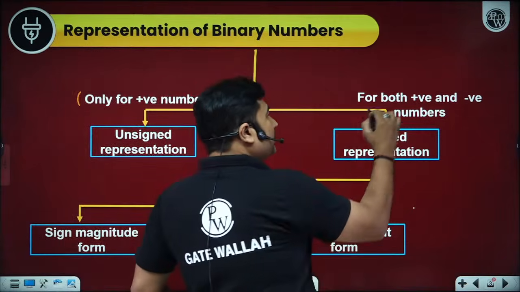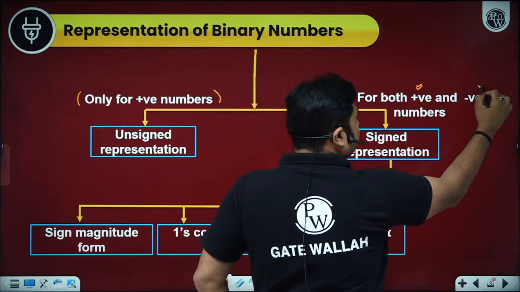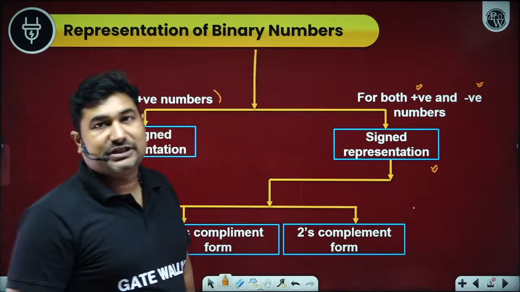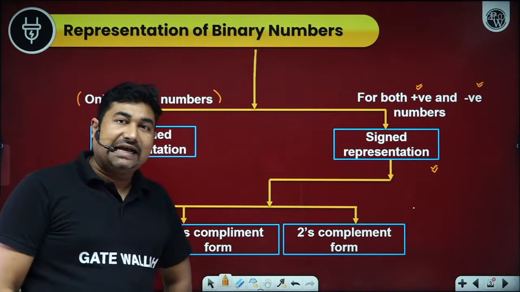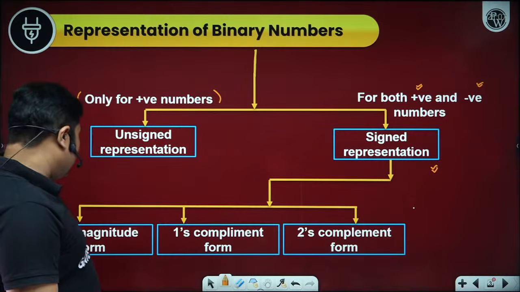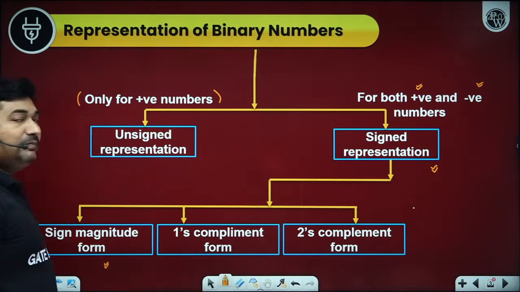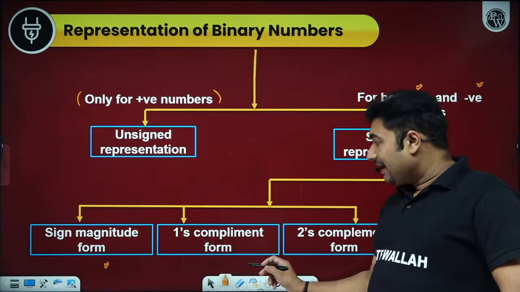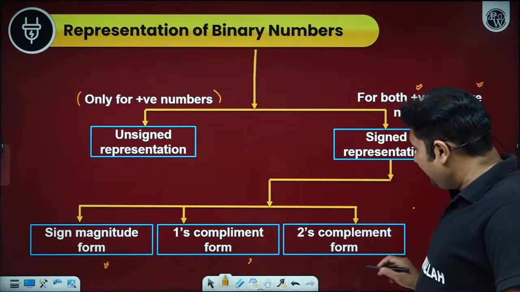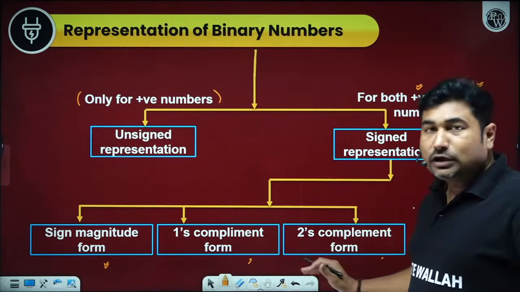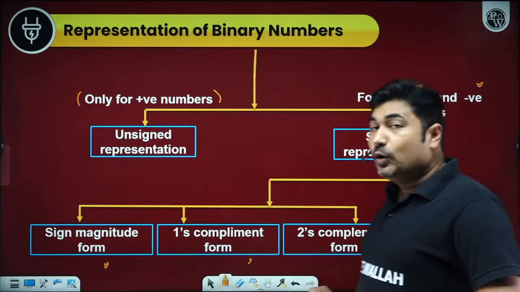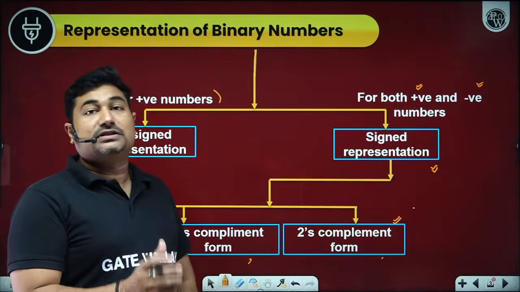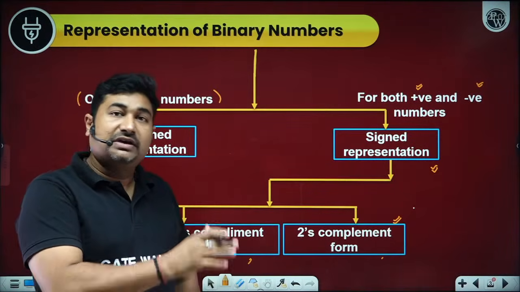But if we have to represent separately the positive and a negative number, then we will opt for a signed representation. Now signed representation can be a signed magnitude form where we have to represent a sign and mantissa. Then we have one's complement form and we have two's complement form. Out of them, two's complement form is the most accurate form because it can deal with the arithmetic operation of positive, negative, negative, negative, negative, positive, every kind of number.